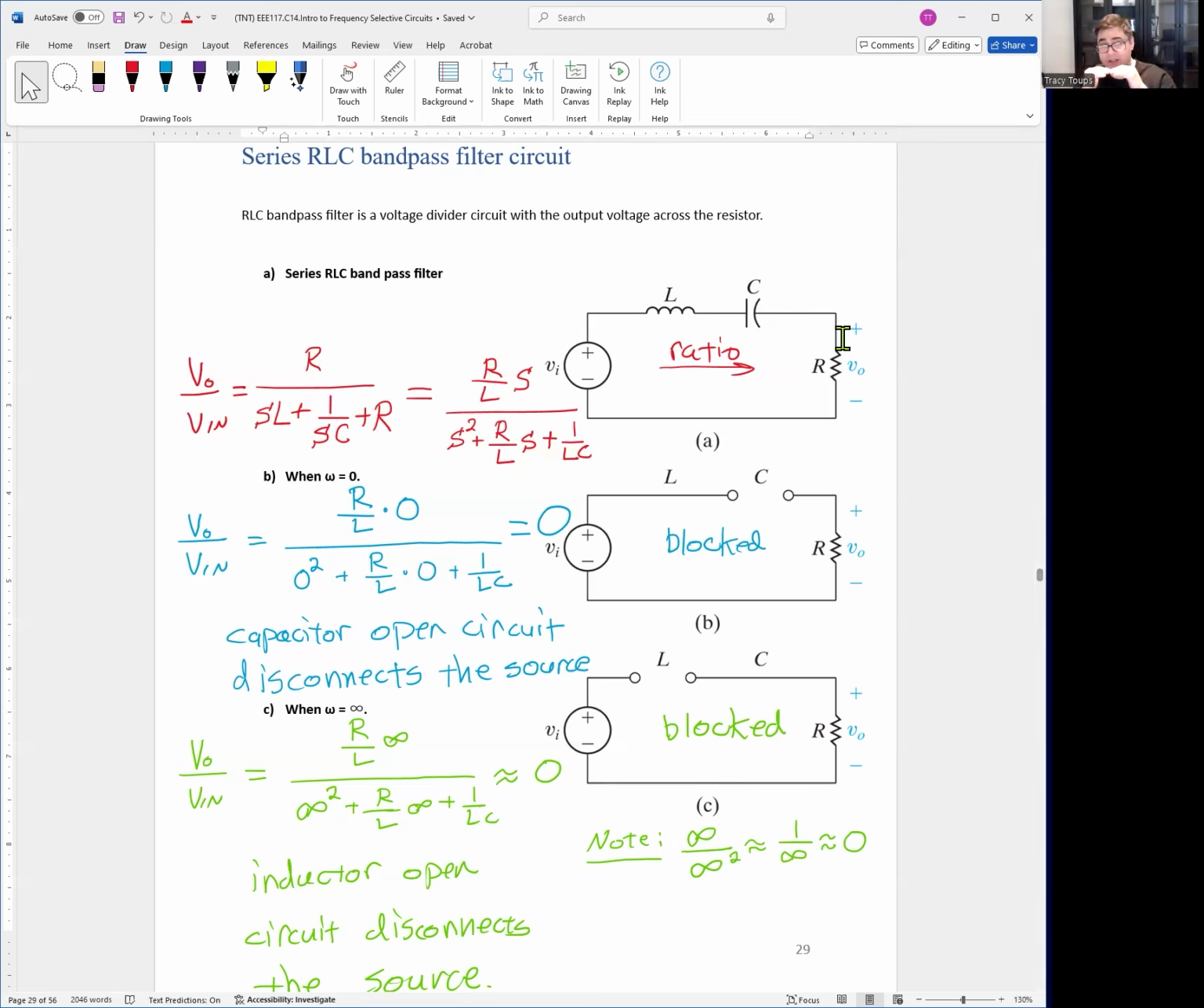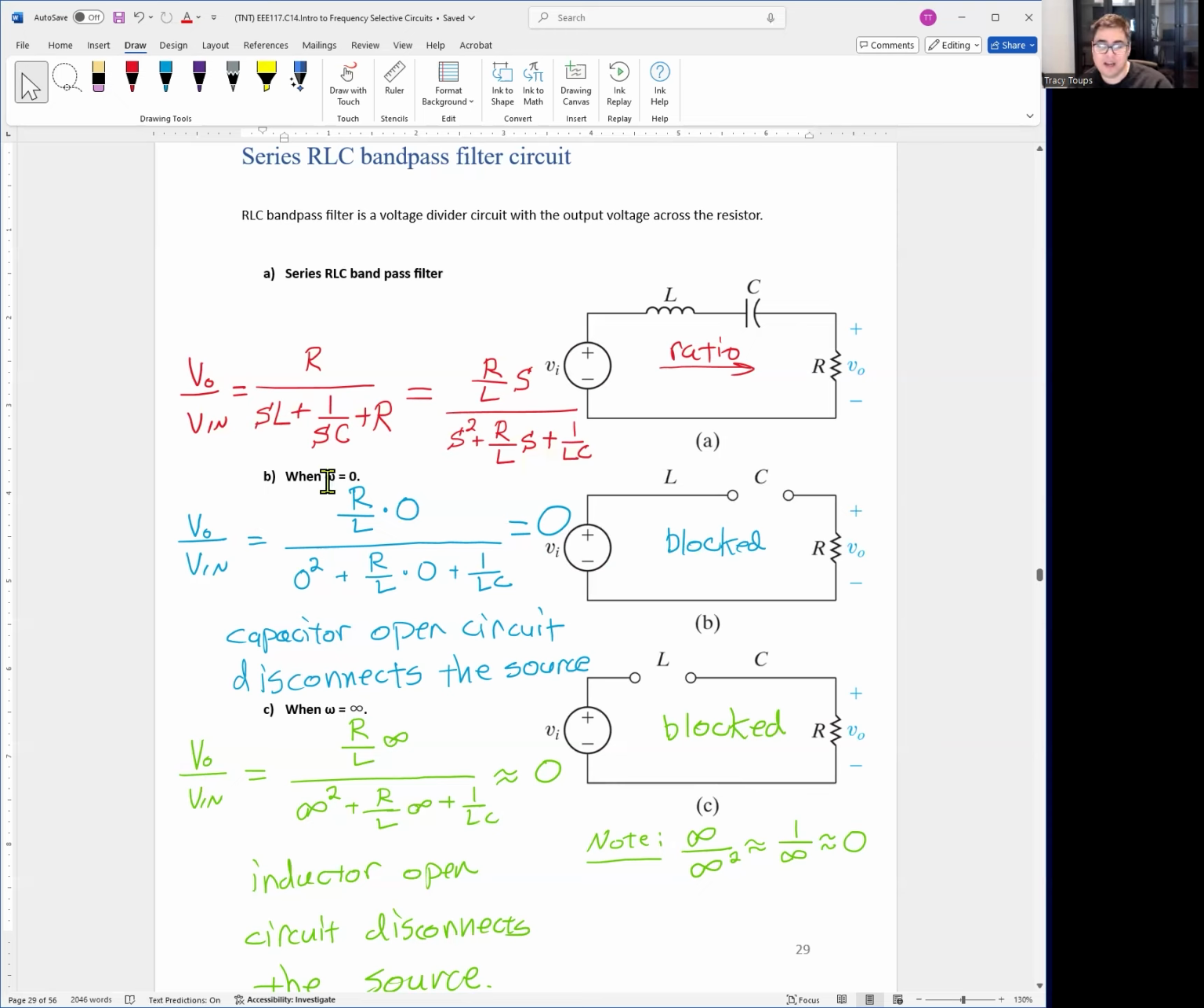We can select a specific frequency where the L and the C are so close to each other that they cancel out and let the signal through. As we get farther away from that resonant point, the impedance of the capacitor and inductor will pick up and it will lower the voltage. Okay, so that's the idea of a bandpass filter. It's using an RLC resonant circuit.